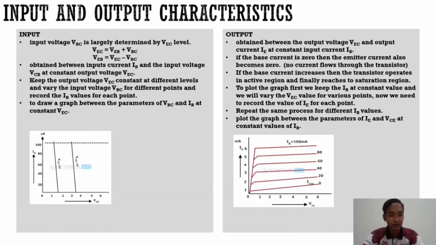Next you need to keep the output voltage constant at different levels and vary the input voltage for different points, and record the IB value for each point. And lastly, draw the graph between the parameters. Okay, for the output, obtain the graph between the output voltage and output current at constant input current.